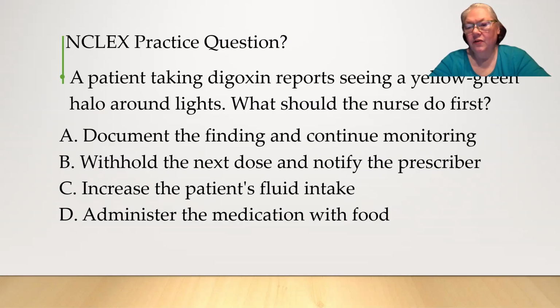One of the symptoms is visual disturbances such as yellow-green halos or blurred vision, which are classic signs of digoxin toxicity. We should hold the dose of digoxin, call the prescriber, and they will probably make sure that we assess that patient, see if they have a headache, dizziness, confusion and nausea. If they do, definitely increase their fluids, but that's not the first thing.